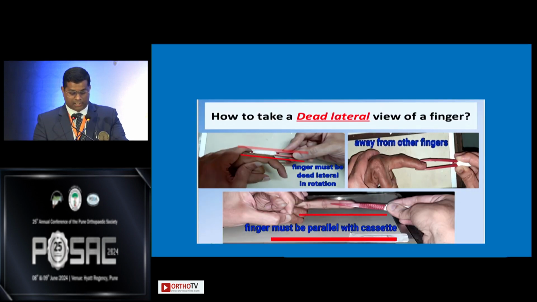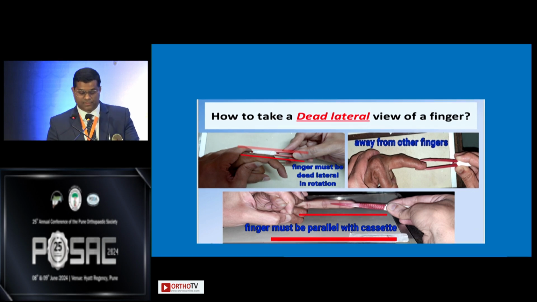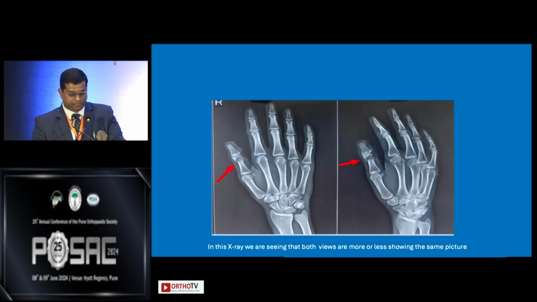Then how to take a dead lateral view? This is the image which shows how we take the dead lateral view. The finger must be in dead lateral rotation away from the other fingers, and the finger must be parallel to the cassette. So this is the way we take the dead lateral view. Then in the X-ray, we are assessing both views, more or less showing in the same picture.